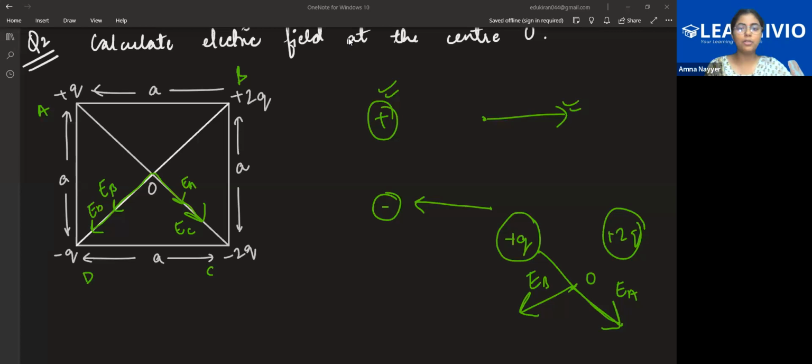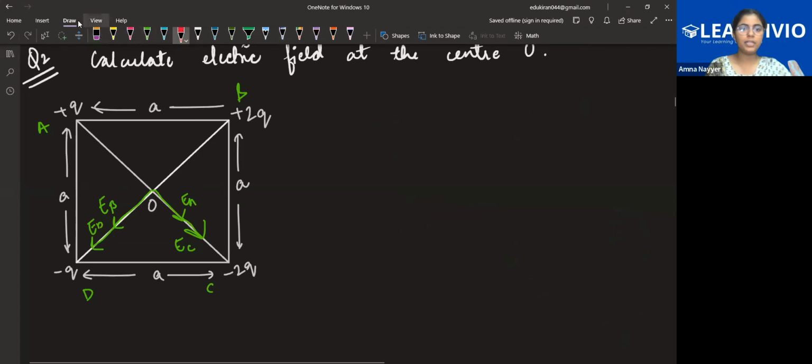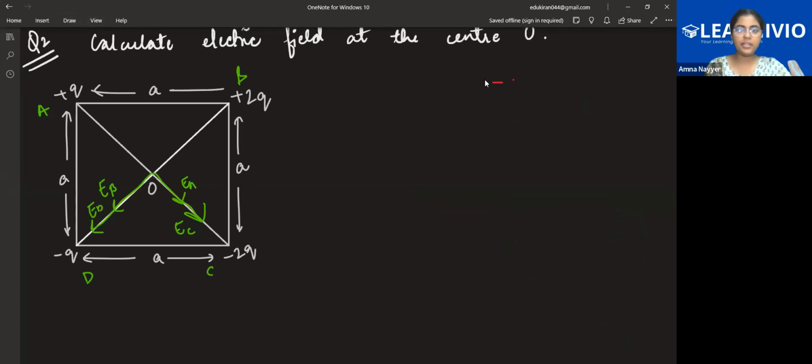All right. Come to EC. See, coming to EC and ED. We know for negative charge, we move towards the charge. This is the point O. Here we had minus Q, right? And here we had minus 2Q, right? OC and OD here. Minus Q and minus 2Q. We have to move towards the charge because these are negative charges.